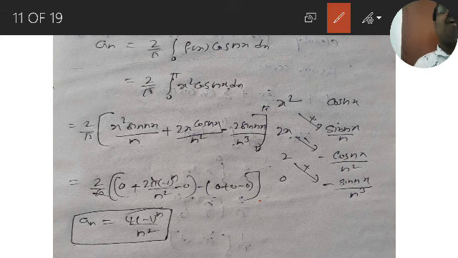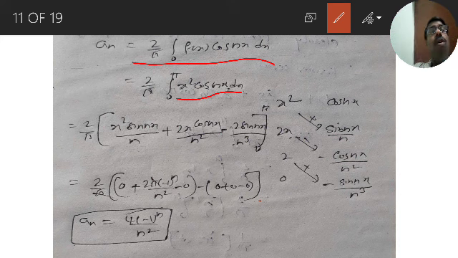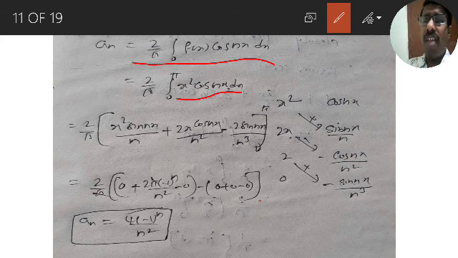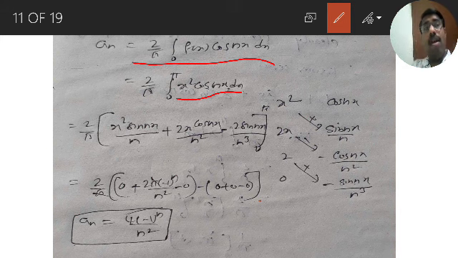What is f of x here? f of x is x square. So it is x square into cos nx. Product of two functions, integration 0 to pi x square into cos nx. Apply Bernoulli rule. x square is an algebraic function and cos nx is a trigonometric function. As per ILATE, x square, the algebraic function, comes first and cos nx, the trigonometric function, second. Therefore, the first function is x square and the second function is cos nx.